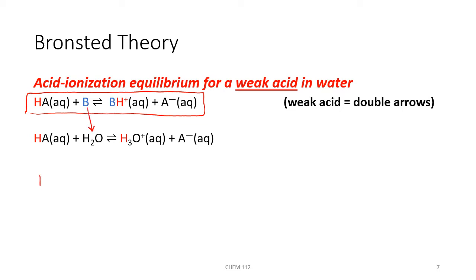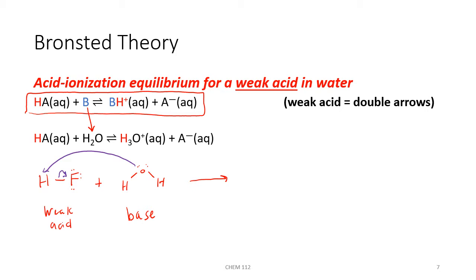So HA could maybe be something like hydrofluoric acid, which is not a strong acid, plus H2O. If HF is our acid, then water must be our base. Definition of a Bronsted base is a proton acceptor. A Bronsted acid is a proton donor. So our base is going to accept a proton from the acid. It grabs that proton, and those electrons in that covalent bond stay with the fluorine.